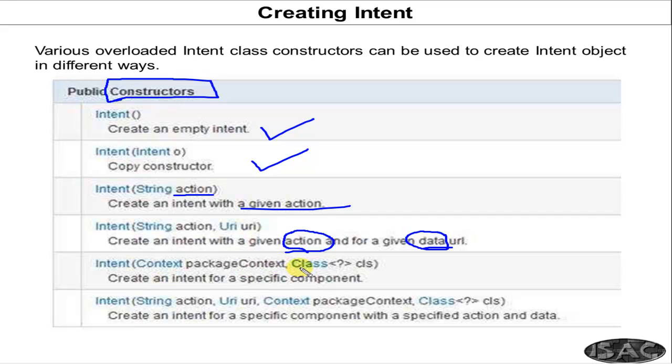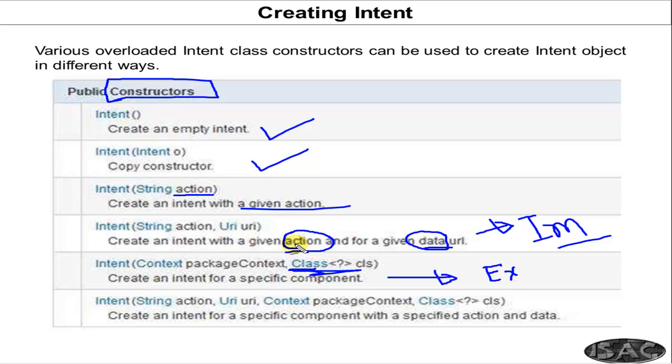Here it is, context and class. This is called explicit intent mechanism. This is basically used in the implicit case. This is used for implicit, and this is used for explicit intent. Explicit means you are directly telling that please go to this class, this intent.